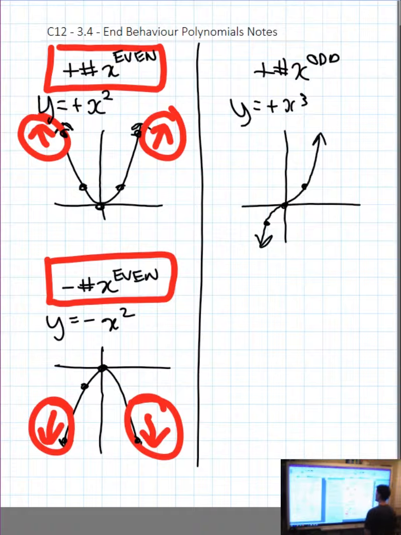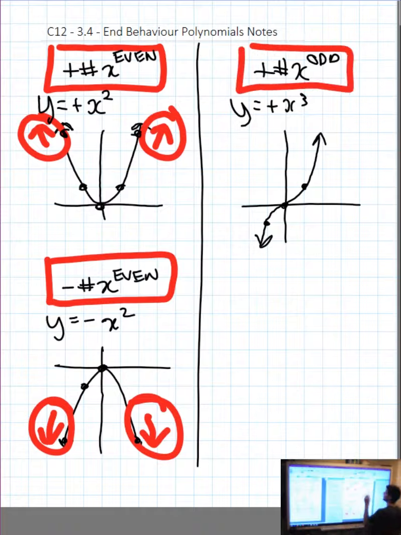It looks something like that. So I know that if I have a positive x to the odd, like positive x cubed, I start from quadrant 3 and end in quadrant 1. X cubed, x to the 5, x to the 7, etc.